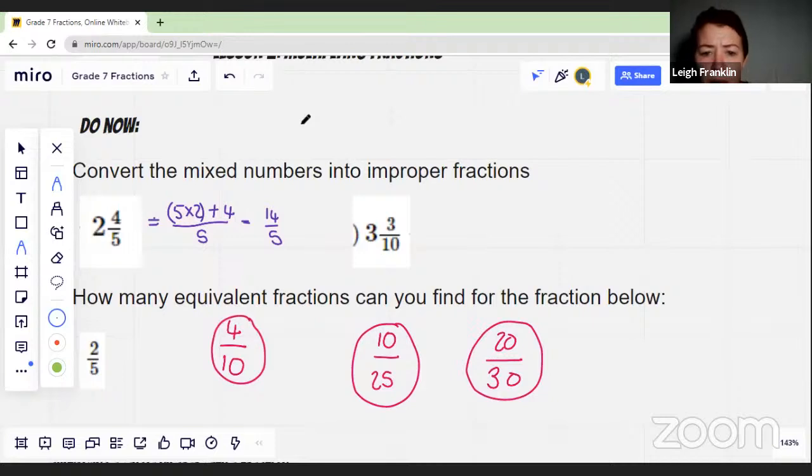Let's see who else we can call on. All right, Priscilla, what about you? What did you get for the second one? 3 and 3/10. What's that as an improper fraction? Did you get an answer, Priscilla?